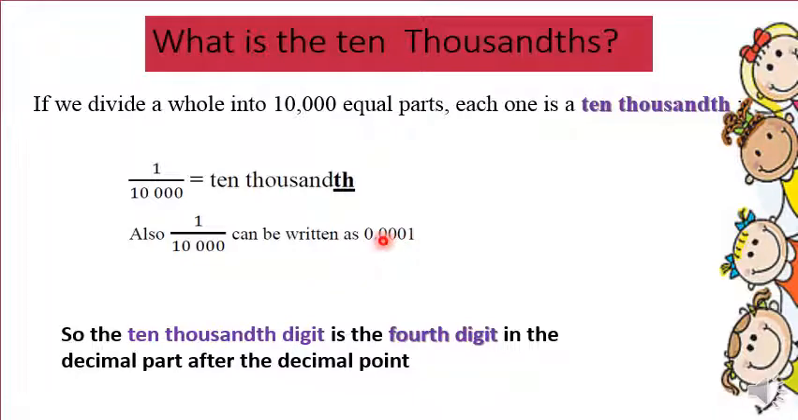Why? The first digit is the tenth. The second one is the hundredth. The third is the thousandth. And this one is the ten-thousandth.